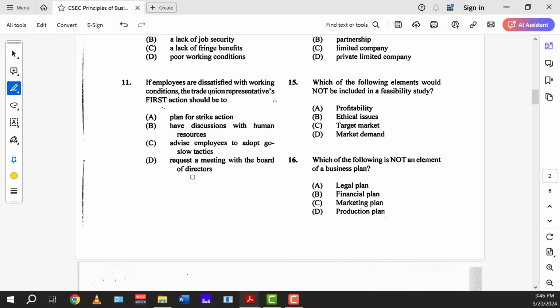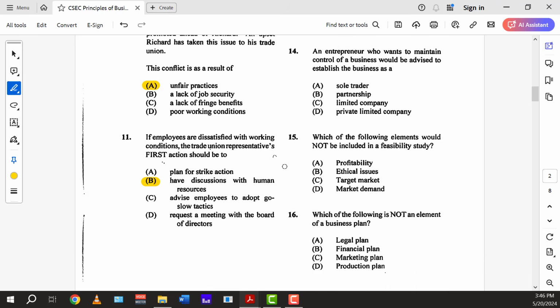So some of these are extreme off the bat. The best answer here is we aren't going straight to strike, we aren't going straight to industrial action. Let's have a discussion first. Let's start with HR, see what can work out, and then if that doesn't work, you might end up with industrial action.